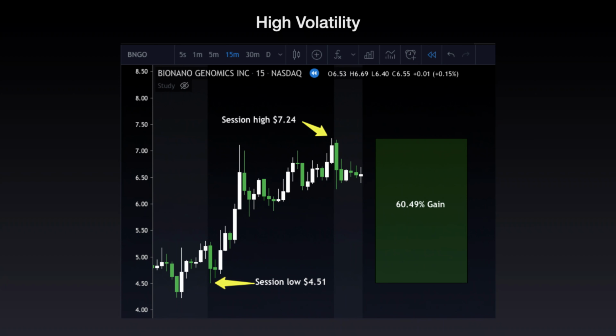But if a stock has more volatility or range to it, then it's going to be much easier to get a decent profit. As you can see here, this stock moved from 451 to 724, and even if we didn't buy at the very bottom and sold at the very top, just getting a small piece of it can still give us a decent percentage gain. So stocks that have a little bit more range to them is what we're going to be looking for.